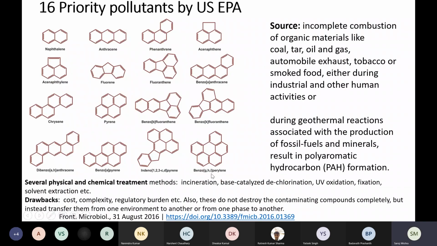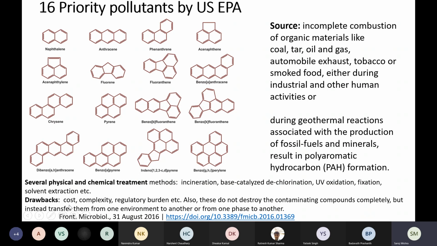Okay, so currently, before microbiological routes came into the picture, there were several physical and chemical treatments which have also been looked at. It's not like people have not been looking at how to remove these, but mostly these methods have been either incineration, like if you have some naphthalene or something else, people think let's burn it out as much as possible, or base catalyzed dechlorination, which is a chemical treatment, or UV oxidation, or UV fixation, or solvent extraction, etc.